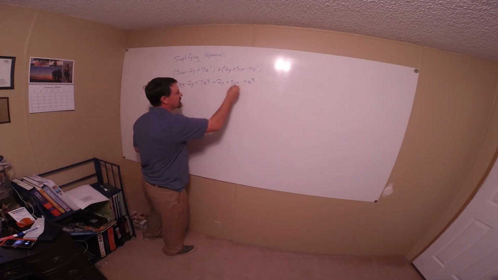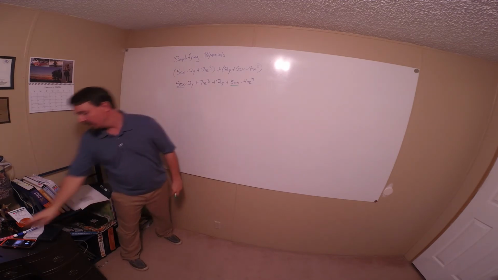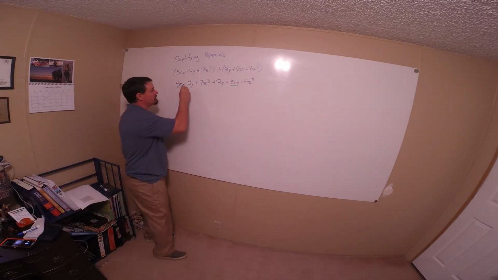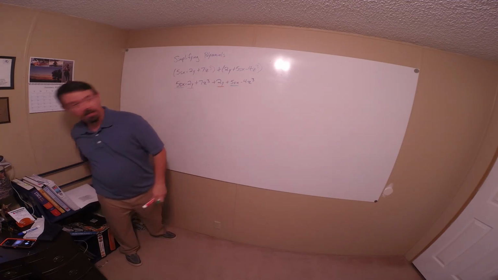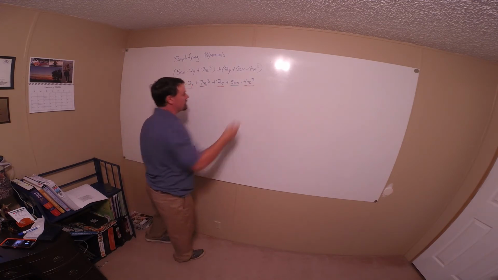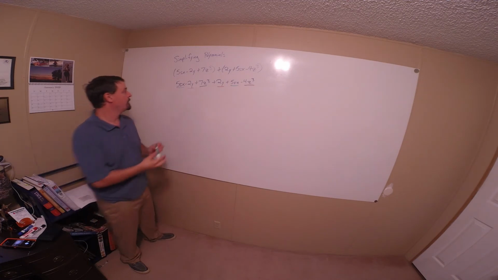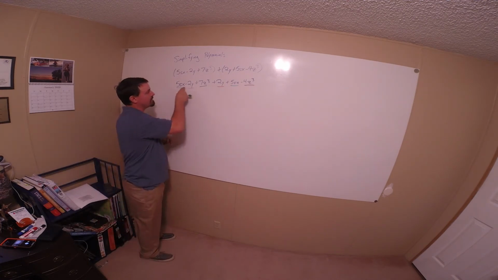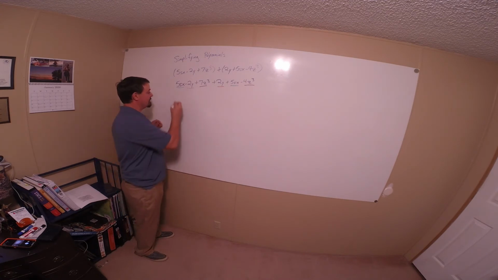This and this are like terms because they have the same variables. This and this are also like terms. And lastly, this and this are also like terms. Now let's take it one by one. So 5sx plus 5sx. 5 plus 5 is 10.